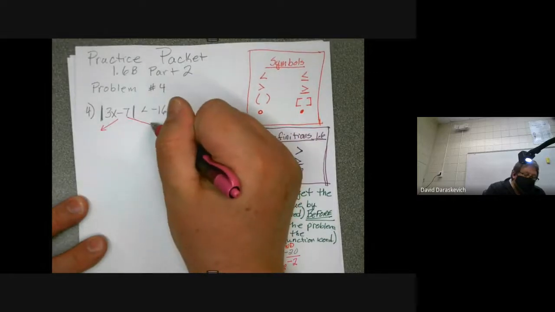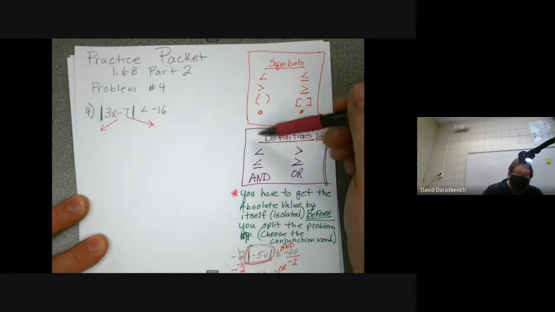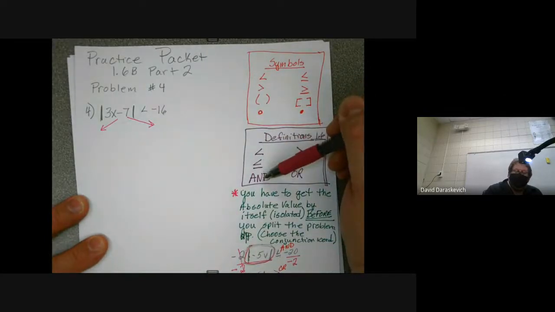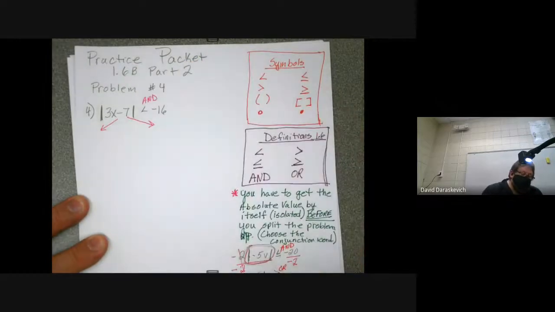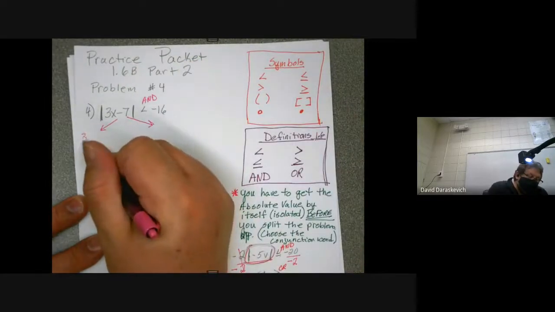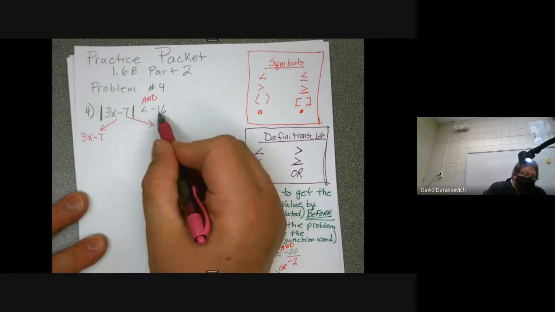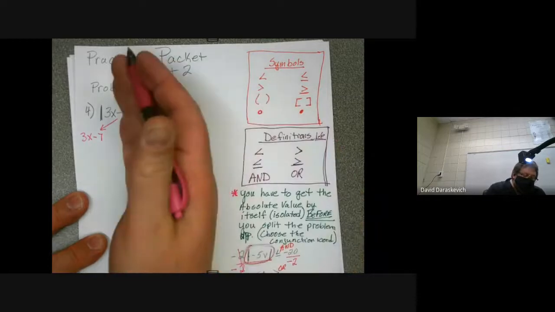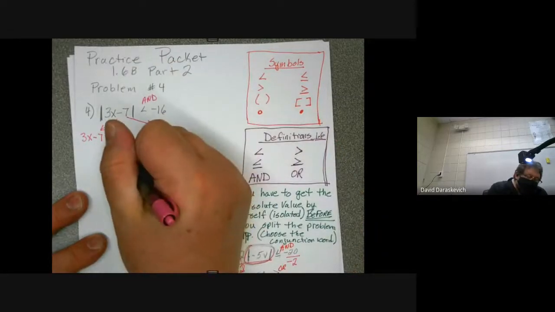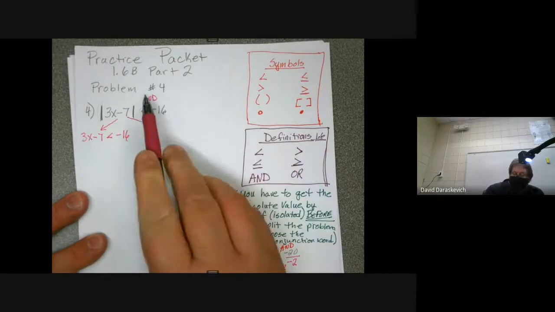Take what's inside. Now, this is a less than problem. Less than is an and problem. Okay, so I take what's inside, 3x minus 7. And I'm just going to keep everything the same here because I like my negatives on the left side. So I'm just going to keep everything the same. It's an and problem.